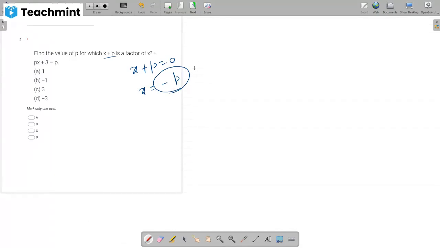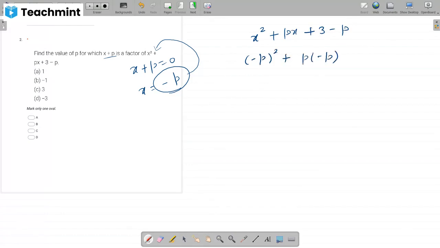What is the meaning of satisfy? It means when we put the value, we will get 0. Okay, so when we put the value of x in this polynomial it becomes 0, because this x plus p is a factor of the given polynomial. So what we will do, at the place of x we'll put minus p. The given polynomial is x square plus px plus 3 minus p. So when we put the value of x as minus p, this polynomial becomes 0. So minus p square plus p multiplied by minus p plus 3 minus p equals to 0.